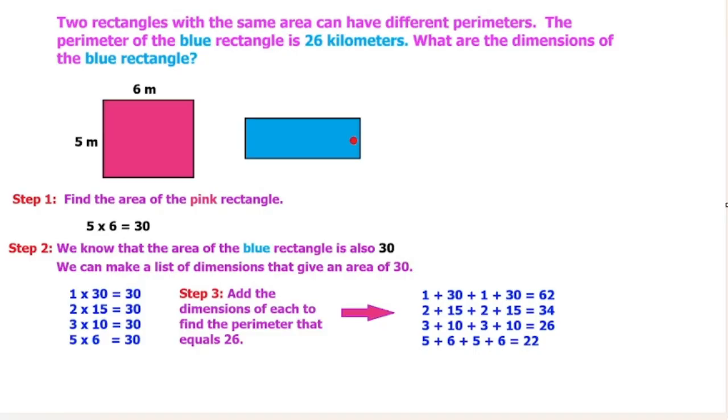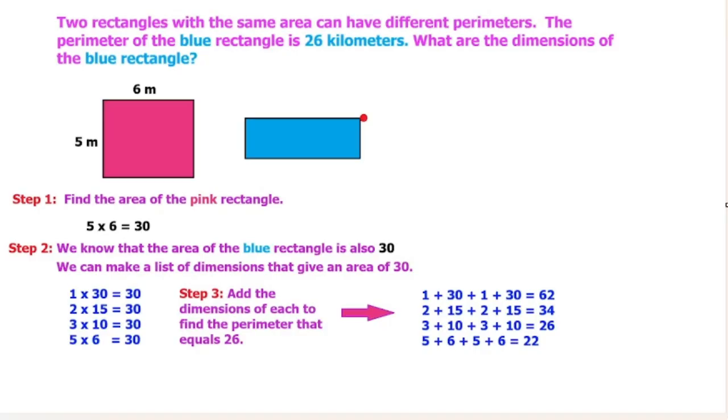That equals 62. And then what if it was 2 and 15? So it would be 2 here and 15 here. Maybe you're starting here. So 2 plus 15 plus 2 plus 15 for the perimeter. That gives you 34. Then do the next one. So it might be 3 here and 10 here. If you start here and you walk around the whole perimeter, 3 plus 10 plus 3 plus 10 equals 26. And let's just do the last one for fun.